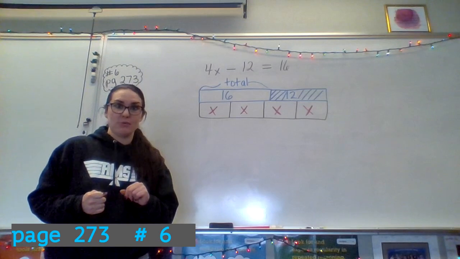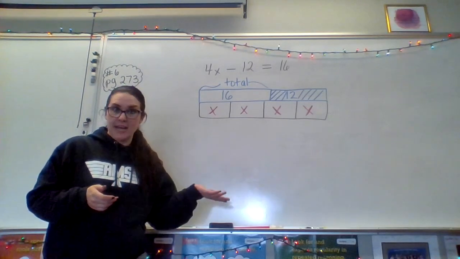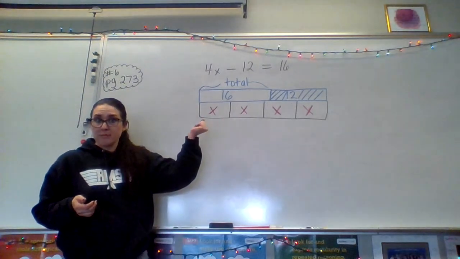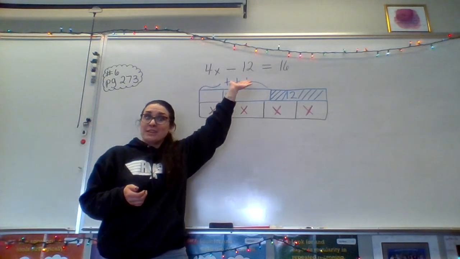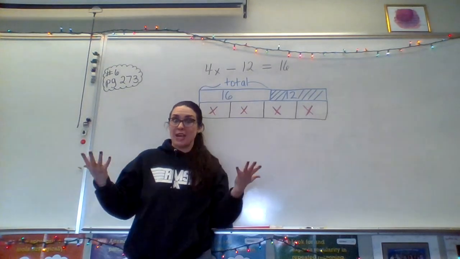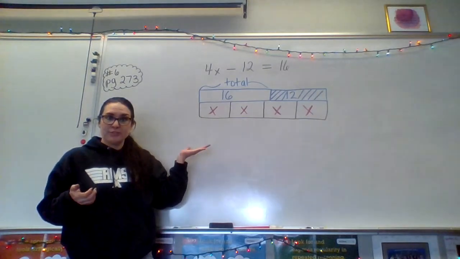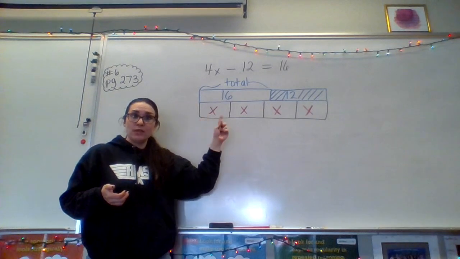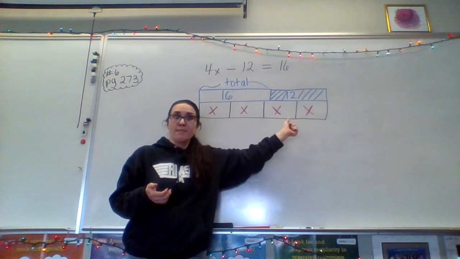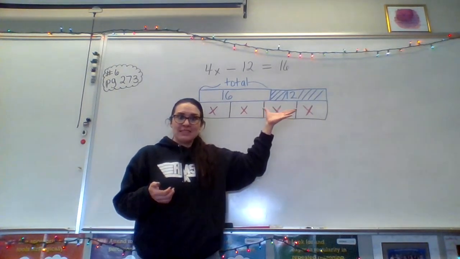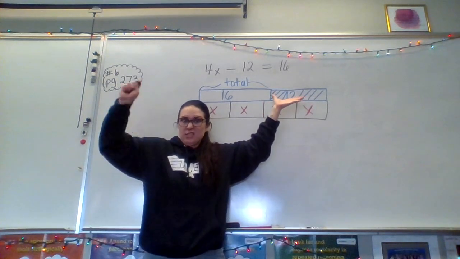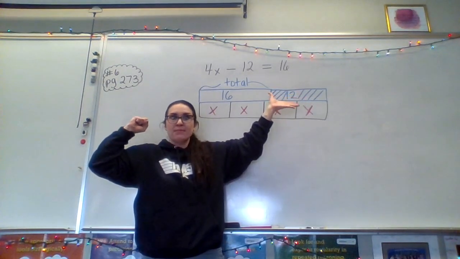All right, so the next one I'd like to look at together is number 6, and this is on page 273. Now again, we have a bar diagram, which is this lovely illustration Mrs. Schlecht put right here, okay? Up above, you'll notice that we have the algebraic equation that represents this picture, right? So essentially, my friends, what we have is 4 x's, 1, 2, 3, 4. And when I have those 4 x's, but then I subtract 12, that's why I put some lines through our 12 section, because we're going to be taking that piece away.